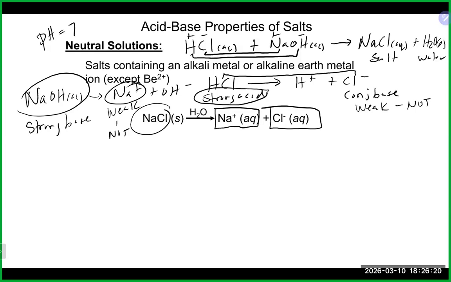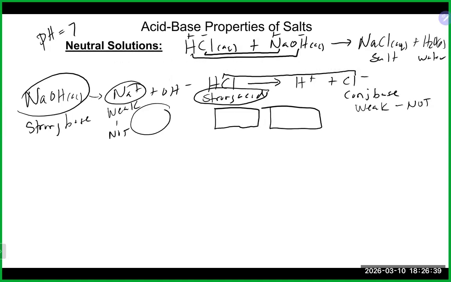So if you have a solution that contains sodium chloride, because it basically comes from a strong acid and a strong base, you will not get a reaction with water, which is known as hydrolysis, and it will end up giving you just a nice pH of 7, a neutral pH in that case. Any questions on that?